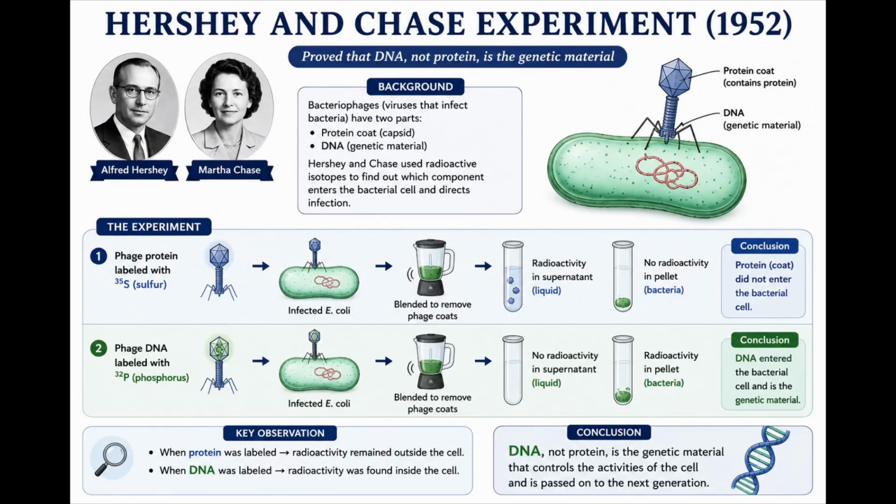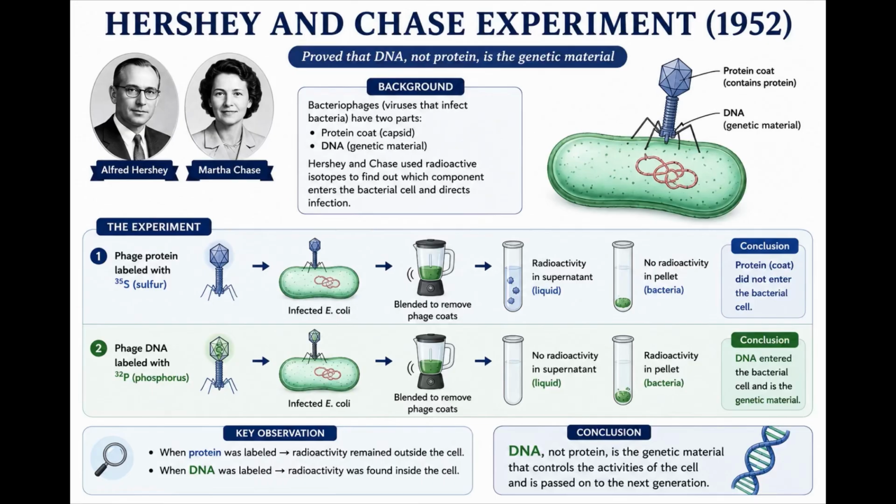So the next experiment is Hershey and Chase experiment in 1952, which proved that DNA, not protein, is the genetic material. In this experiment, Alfred Hershey and Martha Chase used bacteriophages as experimental material, which had a protein coat called capsid and DNA as genetic material. Hershey and Chase used radioactive isotopes to find out which component enters the bacterial cell and directs the infection.